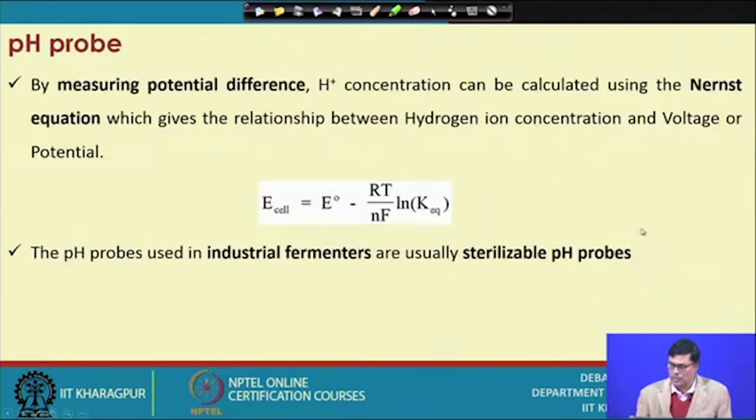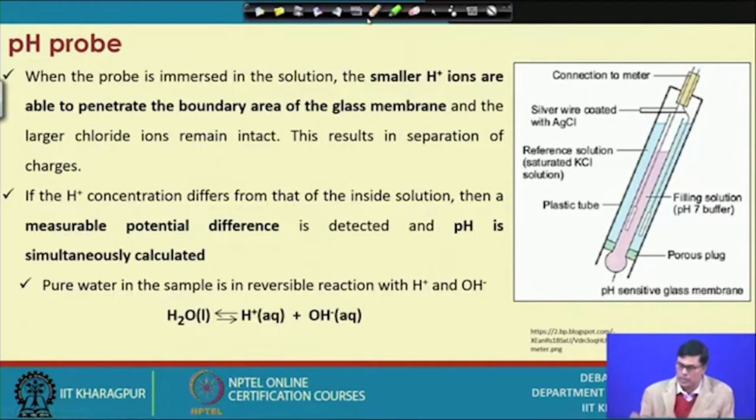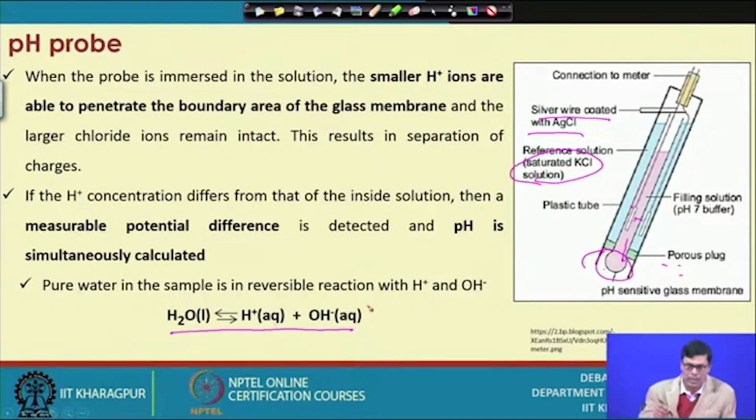So this is how the pH probe looks. This is the filling solution, this is the electrolyte that we have, and you can see this is the plastic tube and this is the electrolyte solution, saturated KCl solution, and here you have the silver wire coated with AgCl, and these are the two electrodes we have, and this is the porous glass. When you touch the liquid, you sense here and measure the pH of the solution, and the reaction is like this: H2O gives hydrogen ion plus OH ion in the aqueous solution.